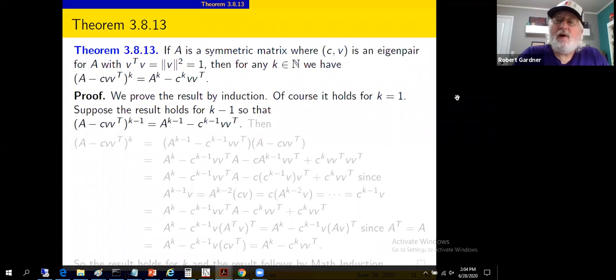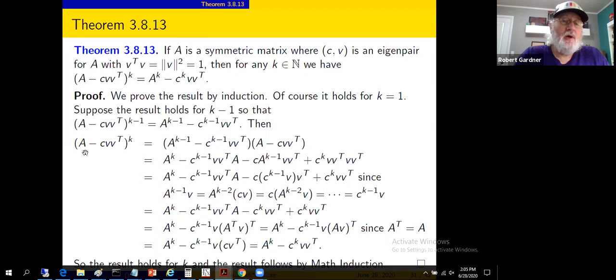All right, we'll give a proof by induction. When K equals 1, it's an identity. When K equals 1, we simply have A minus C VV transpose. Over here, we simply have A minus C VV transpose. So it certainly holds when K equals 1. Suppose it holds for K minus 1. We'll show it also holds for K. So there's our inductive hypothesis. Suppose I replace K with K minus 1 and we get an equality.